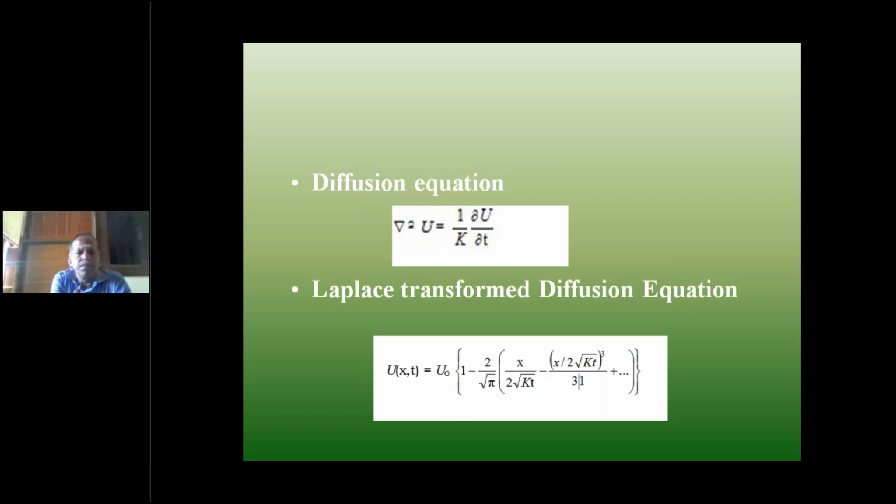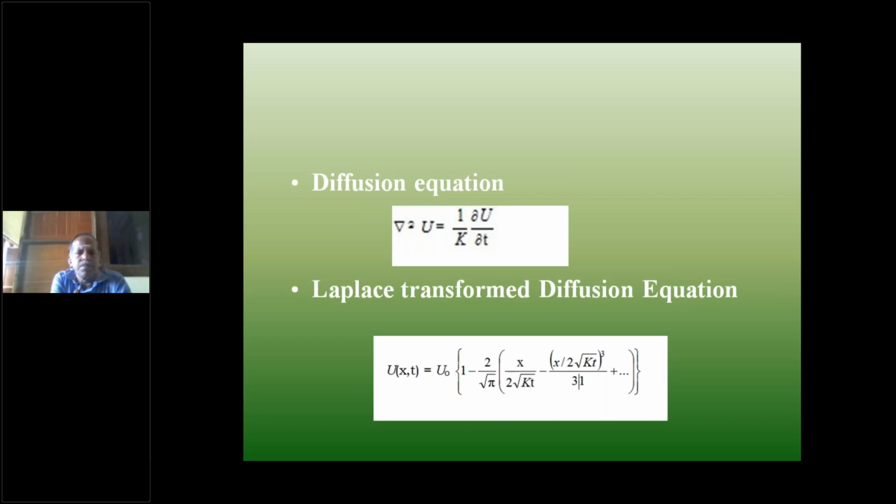In algebraic equation, x and t are variables. X is the distance or the space, and t is the duration, time. U naught indicates the original concentration of the protein. U indicates the dissolved protein. So the dissolved protein, which is a function of x and t, distance and the time, will be given by U naught, the amount of original protein taken, into 1 minus 2 by root 5, all are constant except k.